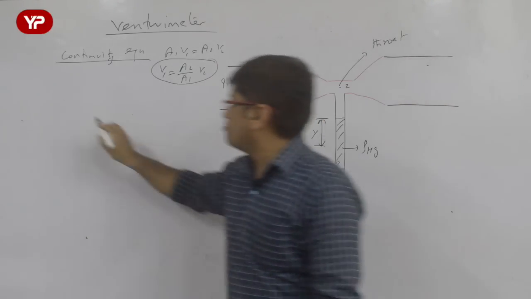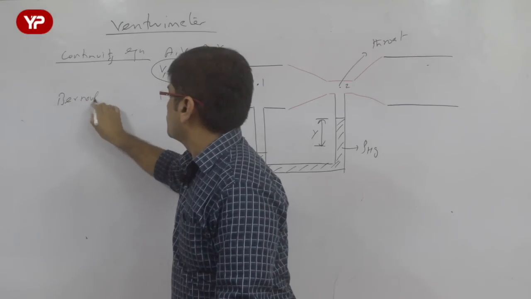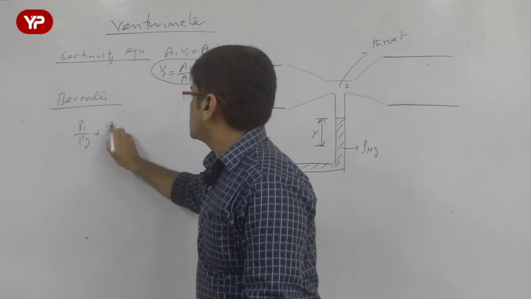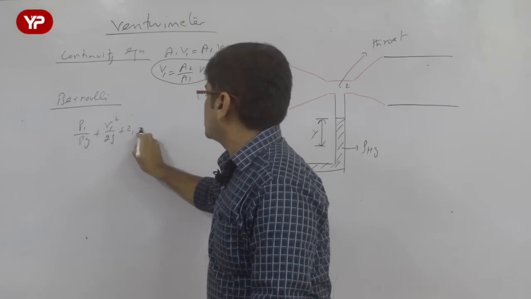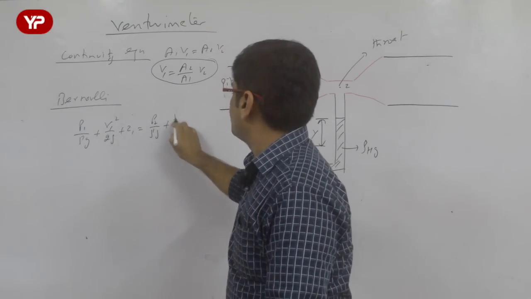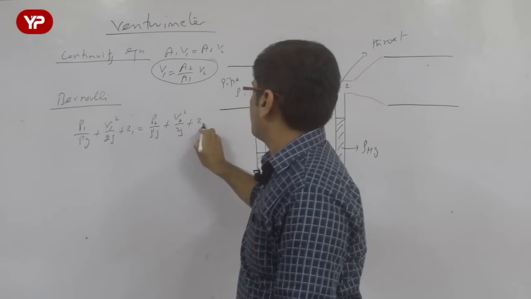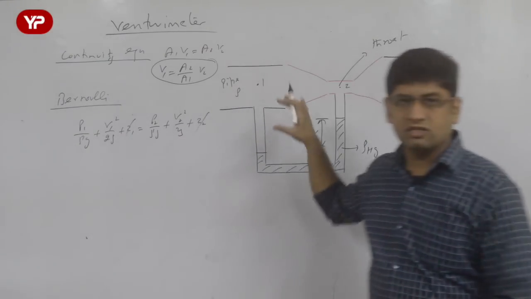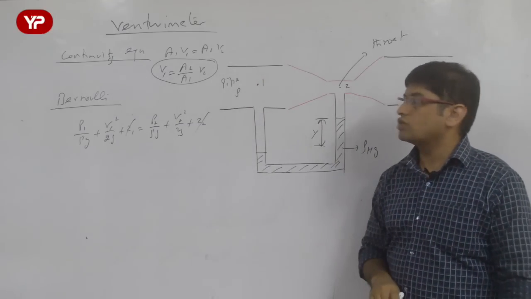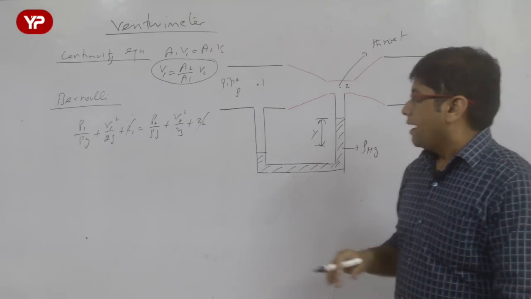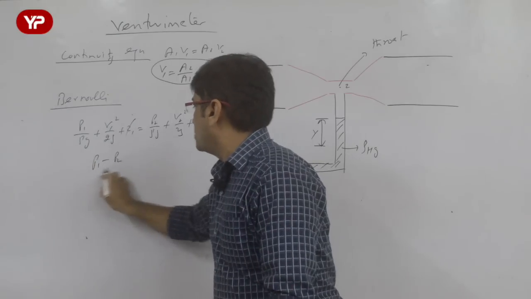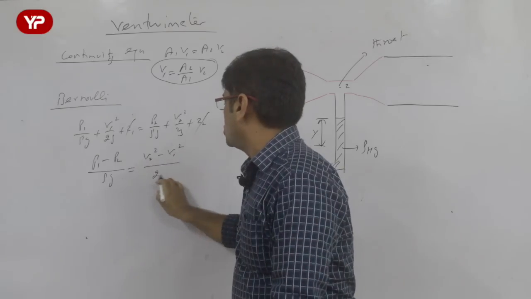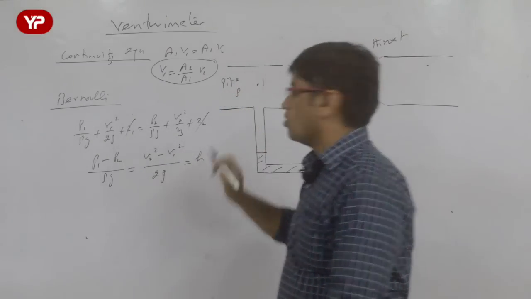Now let us write the Bernoulli equation between these two sections. P1 by rho g plus V1 square by 2g plus Z1 is equal to P2 by rho g plus V2 square by 2g plus Z2. This is the Bernoulli equation between two sections. Now let us say Z1 is equal to Z2 because this Venturimeter is horizontal. Now let us say (P1 minus P2) by rho g is equal to (V2 square minus V1 square) by 2g, and let us say that is small h.